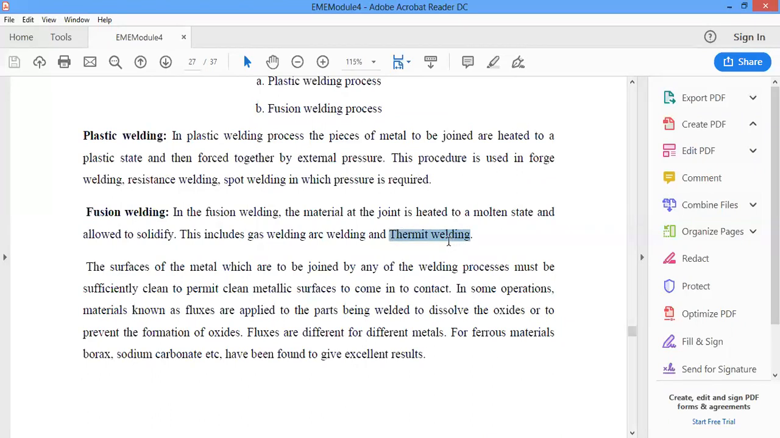The next thing in the welding process: before welding is actually carried out, they have to clean the surface of the metal where it is going to be welded.